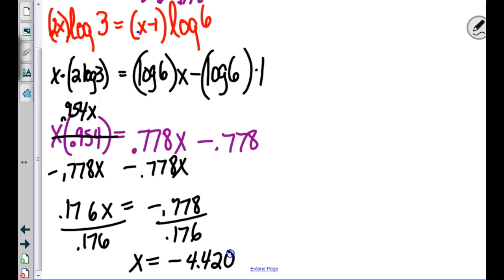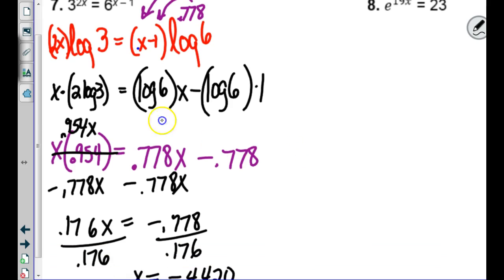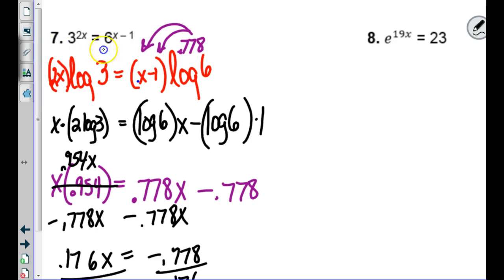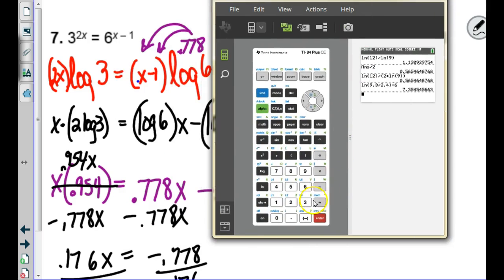Like that. Okay. So if we went back to the very beginning to test this, are we going to get exactly equal answers on both sides? Possibly not, because we rounded along the way. So it was 3 to the power of 2 times, was it 4.42, guys? Or 4.24? Okay. So that's like 1650 on that side. The other side is 6 to the power of 4.42 minus 1.